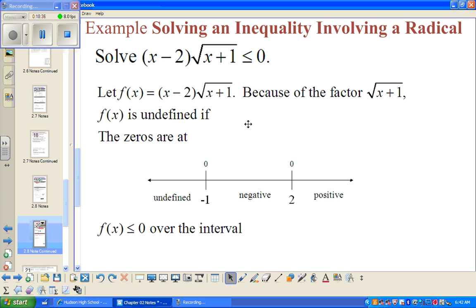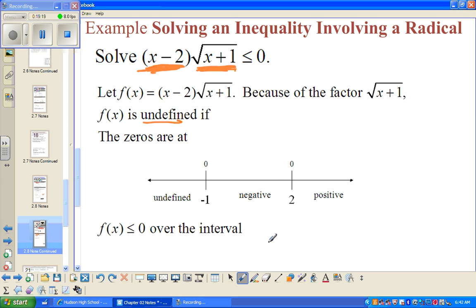If you have an inequality involving a radical, you do the same type of thing. Where is this function going to be 0? Well, if you plug in a 2 into this factor, you'd get a 0. If you plug in a -1 into this factor, you'd get a 0. Now you also have to consider that you cannot plug in anything less than -1. That's why down here on my graph, I have undefined written in right away for everything less than -1.